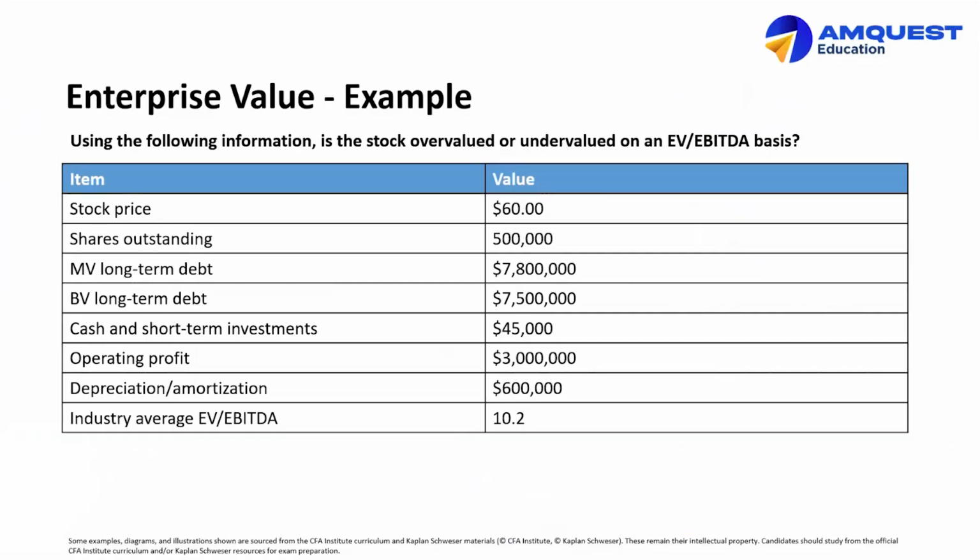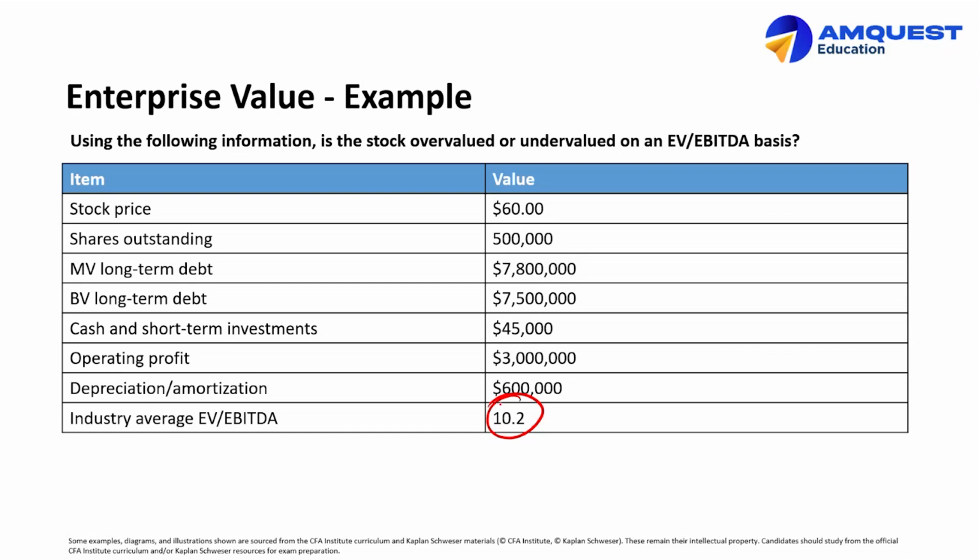So here's an example. We have to calculate EV by EBITDA, and the industry average EV by EBITDA is given. So we'll also be able to conclude whether my stock is overvalued or undervalued.